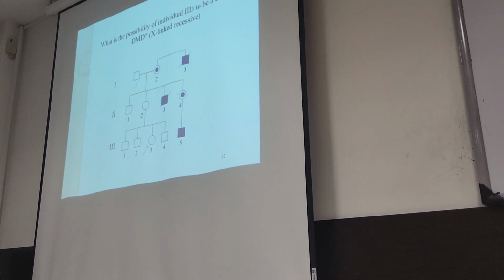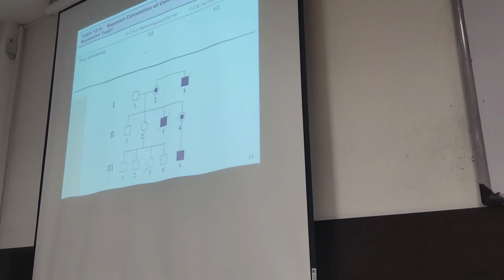Now we are going to calculate the risk based on prior probability, okay? For individual 3, for individual 2, okay? The chance of being a carrier is 50%. Not being a carrier is 50%. This is prior probability, okay? And now we have this 2, okay?